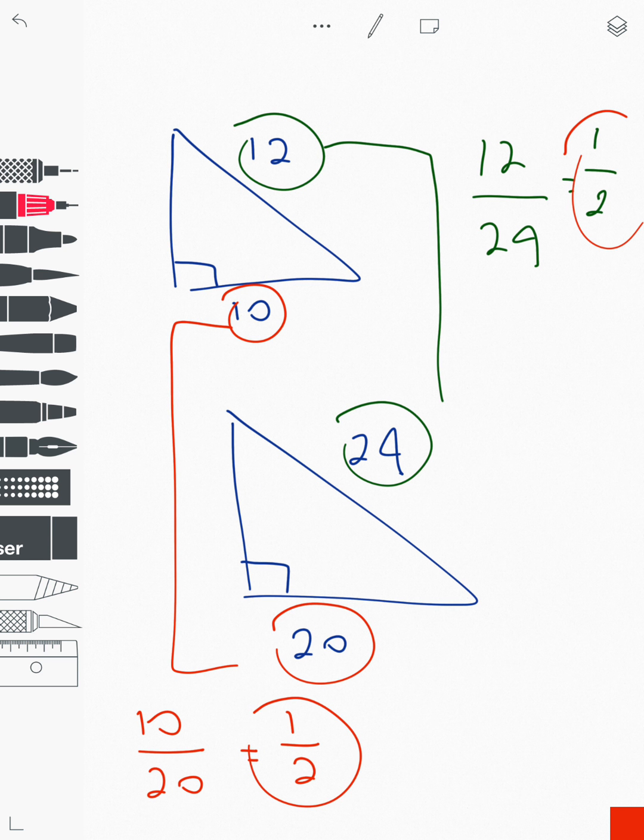Now let's go through test 4 again. If the hypotenuse and a second side of the right angled triangle are proportional to the hypotenuse and a second side of another right angled triangle, then the two triangles are similar. And we can see that they are proportionate, meaning test 4 is correct, so they are similar triangles.